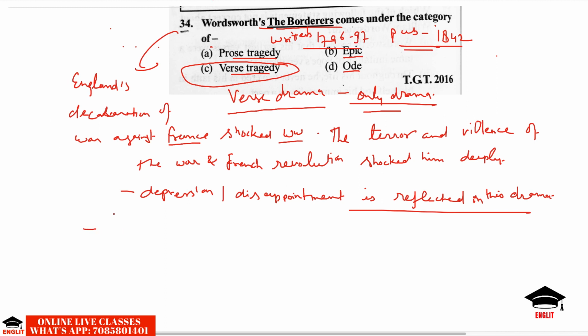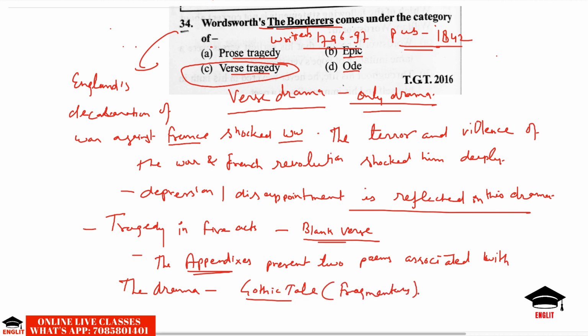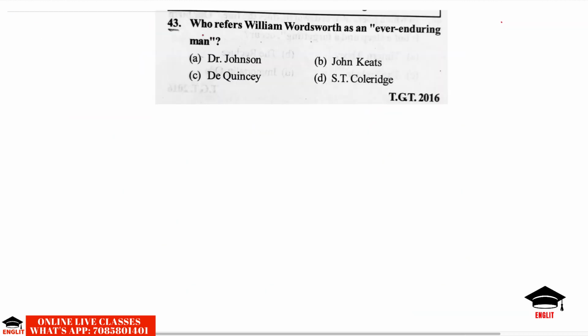So it is a tragedy, as is clear, in 5 acts, and it was written in blank verse. Hence it is verse drama. When it was published, the appendixes present 2 poems associated with the play. So these poems were Gothic Tale, that was fragmentary, and Argument of Suicide. The opening scene was set on a road in the wood with 2 characters, Wallace and Lacey. Next question. Who refers to William Wordsworth as an ever-enduring man? Was it Dr. Johnson, Thomas De Quincey, John Keats, or S.T. Coleridge? The correct answer is S.T. Coleridge.